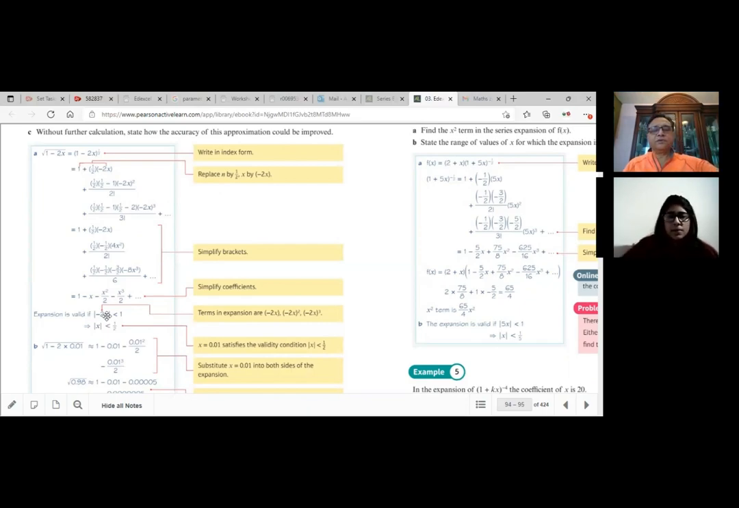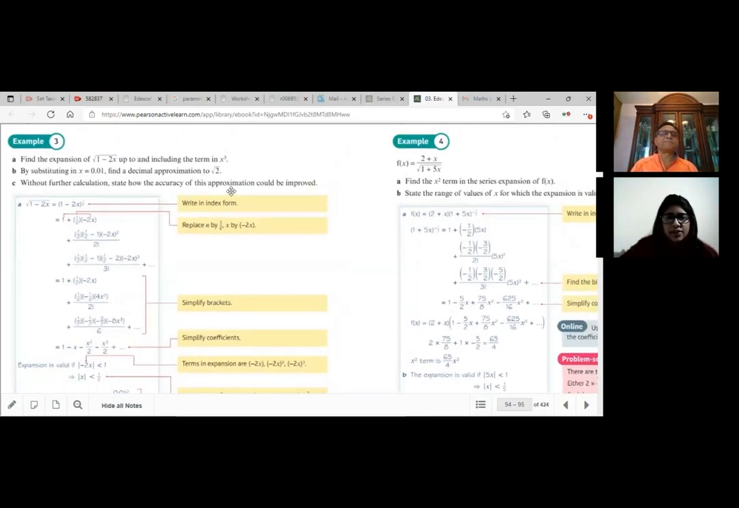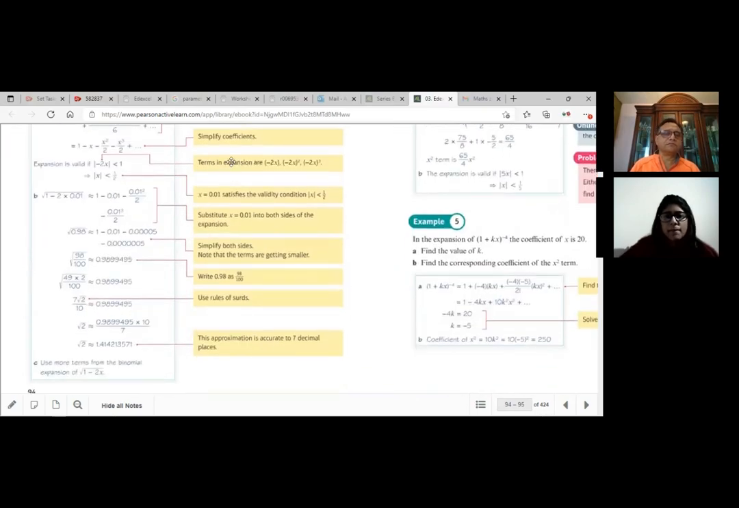Let's go through the solution further. So, without further calculation, state how the accuracy of this approximation could be improved. So how will you improve the approximation? By taking more terms, right? Instead of 3, you can have 4 terms, for example, right? Mm-hmm.